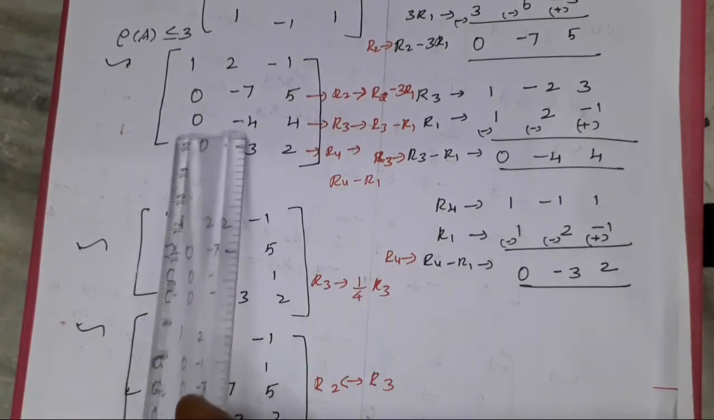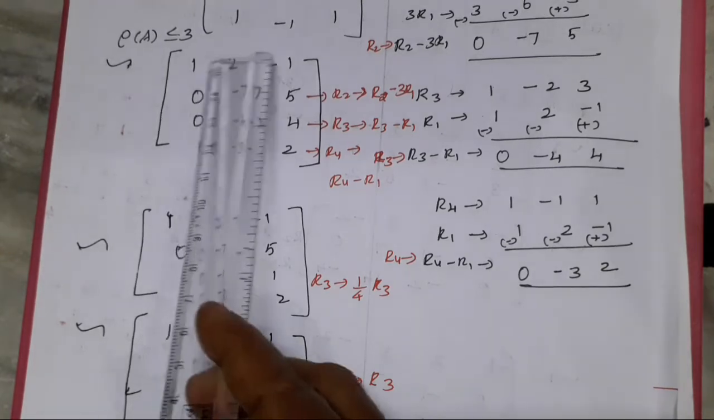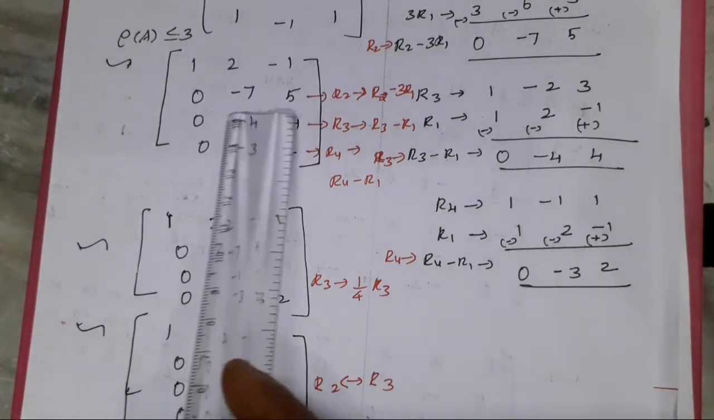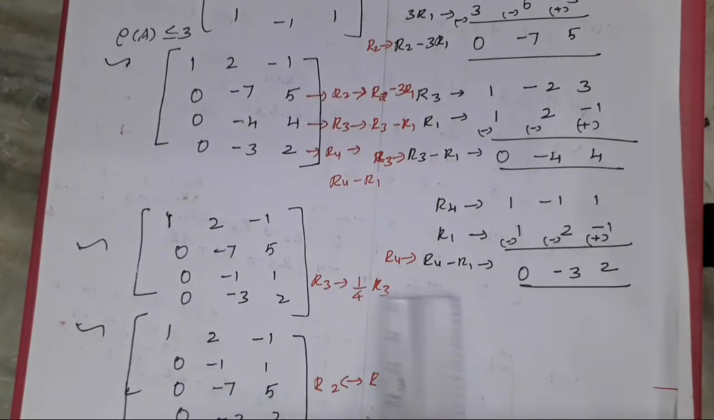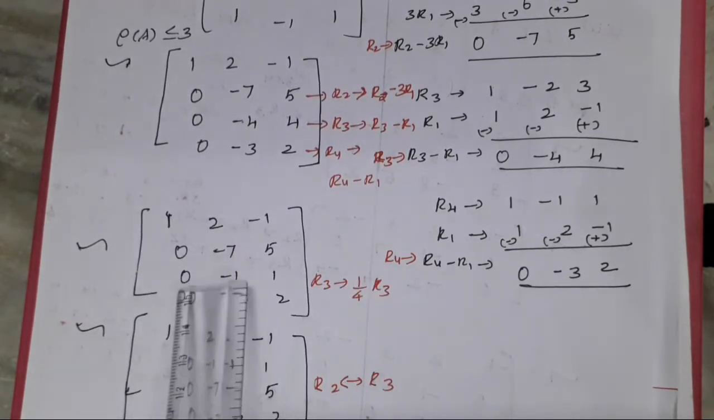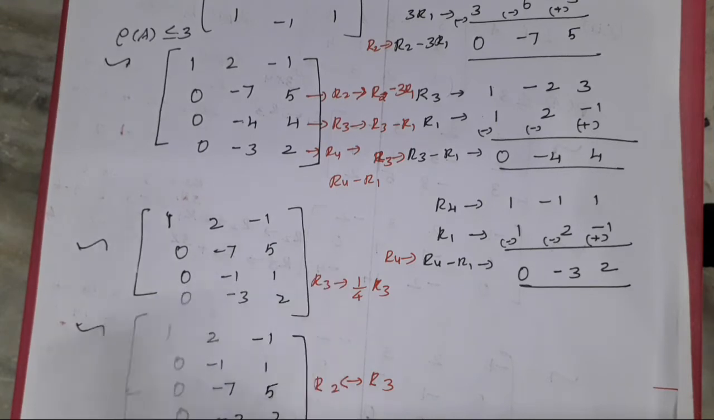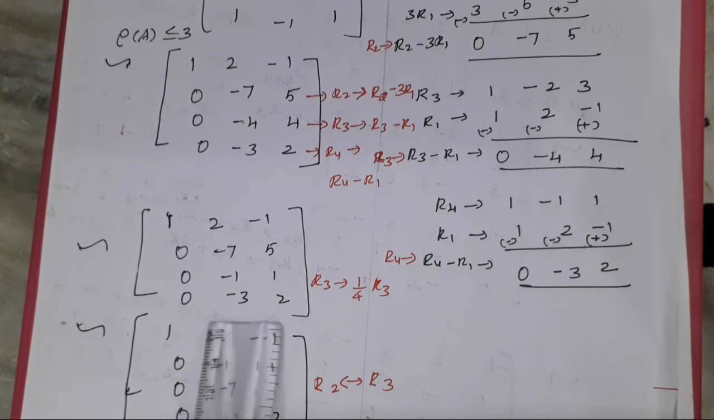If R3 is divided by 4, what do we write? We write the first row as it is, 1, 2 minus 1. Then 0 minus 5, 0 minus 7, 5 also write it here. Now R3 divided by 4 becomes 0 minus 1 plus 1. See, R4 is written here as it is: 0 minus 3, 2.